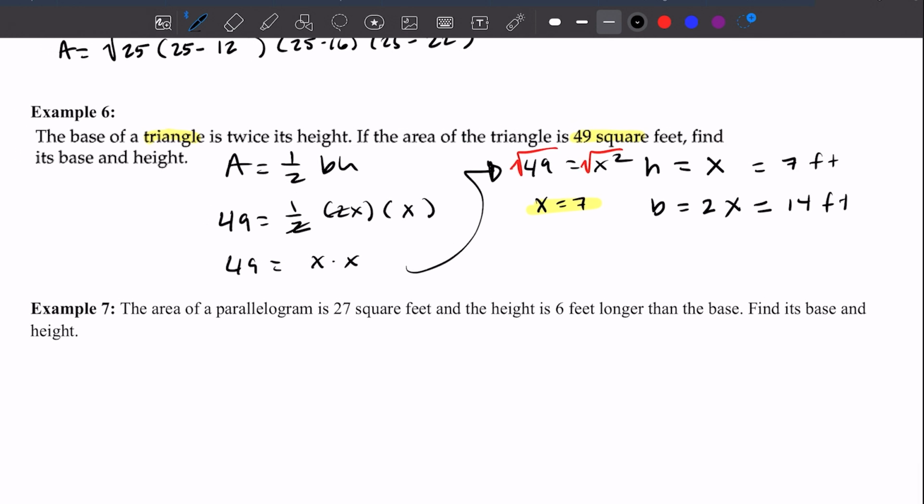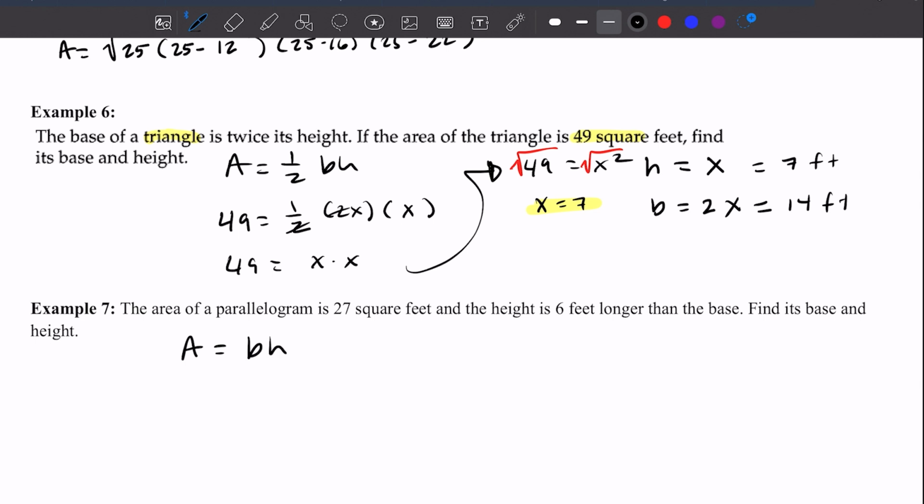All right. Example number 7, it says the area of a parallelogram is 27 square feet and the height is 6 feet longer than the base. Find its base and the height. So what figure am I dealing with here? A parallelogram. Okay, so what am I dealing with here with a parallelogram? The area. What's the area of a parallelogram? So A equals the base times the height.